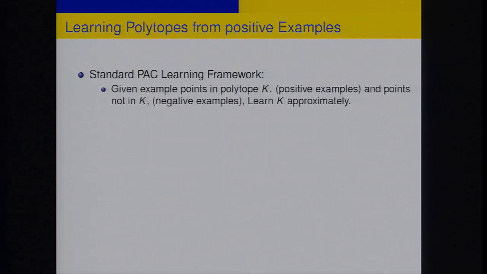So standard PAC learning, you're given examples which are in a polytope. You want to learn a polytope. You're given examples which are in the polytope and examples of points outside the polytope, and you have to learn K. And the difference now, I'll come to the difference. The examples may be generated by any distribution in general.